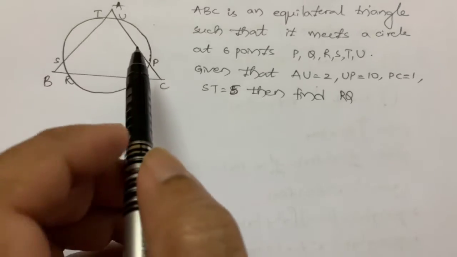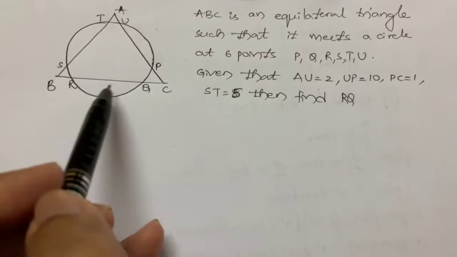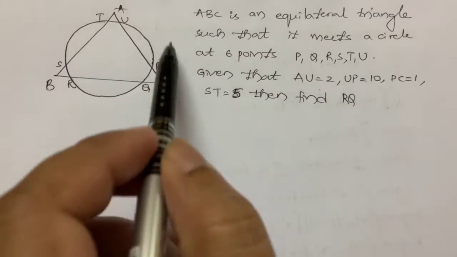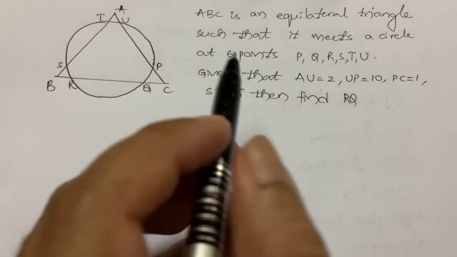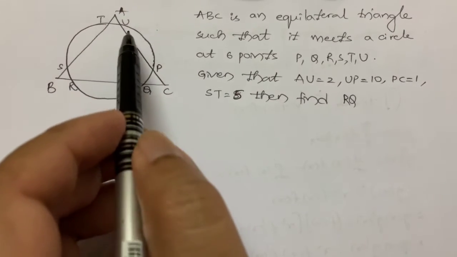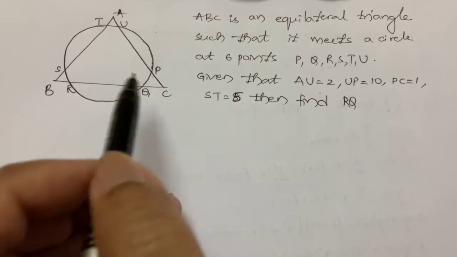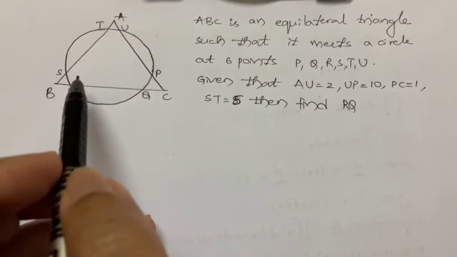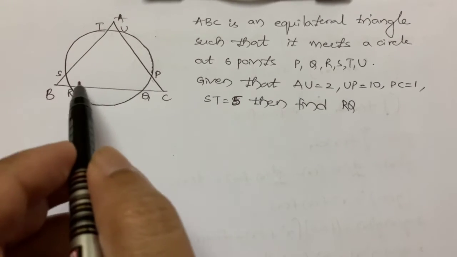Let's look at this problem. ABC is an equilateral triangle and a circle is intersecting this triangle at 6 different points P, Q, R, S, T, U. It is given that AU is equal to 2, PU is equal to 10, PC is equal to 1, and ST is equal to 5. Then find the length of RQ. So this is what we have to determine here.